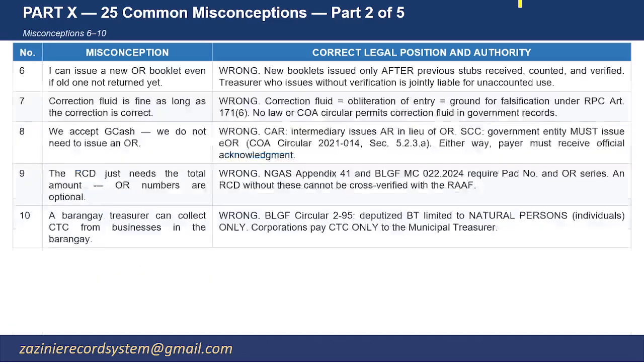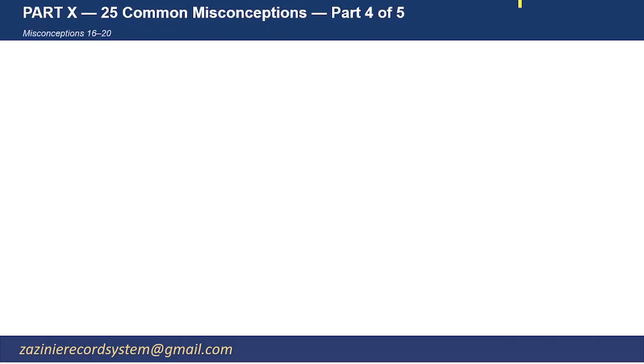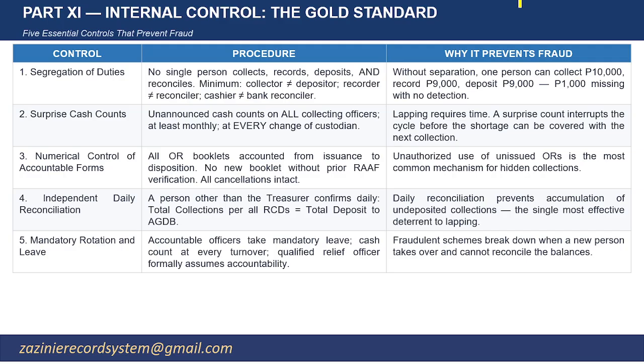Part 11. Internal control. 5 essential controls that prevent the overwhelming majority of fraud discussed in this guide. 1. Segregation of duties. No single individual should collect, record, and deposit. 2. The unannounced surprise cash count. 3. Proper custody of accountable forms, the fireproof vault and the no new booklet rule. 4. Daily reconciliation between collections, remittances, and deposits, the single best control in this guide. 5. A documented written turnover process whenever an accountable officer leaves, so the incoming officer assumes only an independently verified balance. Next slide.